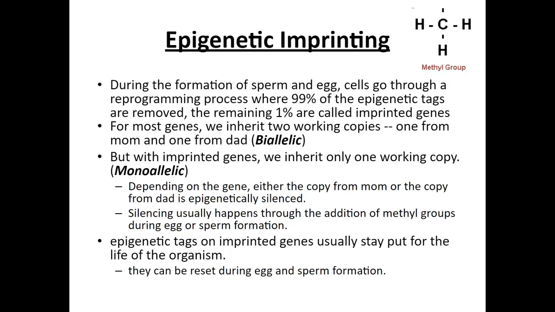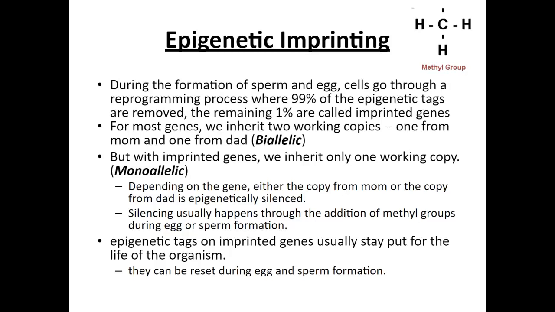The tags that stay in place in sperm versus the tags that stay in place in egg are different. So you will inherit some imprinted genes from your mom and some imprinted genes from your dad. Most genes we inherit as two working copies, which means neither of the genes are imprinted. These genes are called biallelic, bi meaning two, allele meaning the version of the gene.